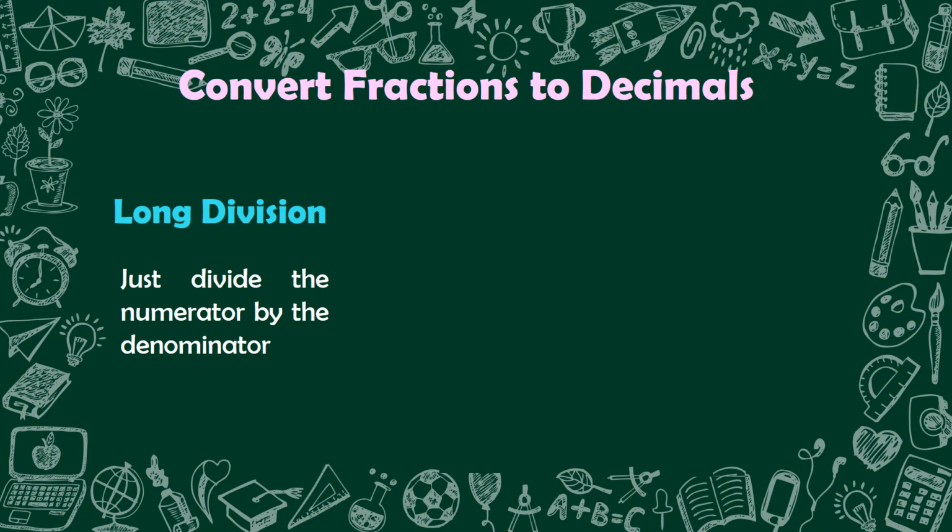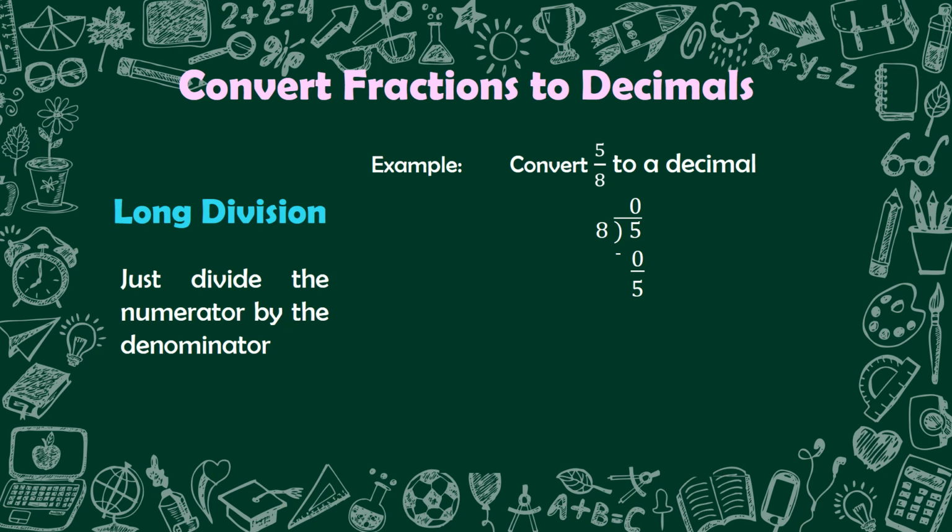Let us convert fractions to decimals using the long division. In long division, just divide the numerator by the denominator. Example, convert 5 over 8 to a decimal. So we will have 5 divided by 8. So how many 8 do we have in 5? That's right, it is 0. So 0 multiplied by 8 is equal to 0. Now 5 minus 0 is equal to 5.